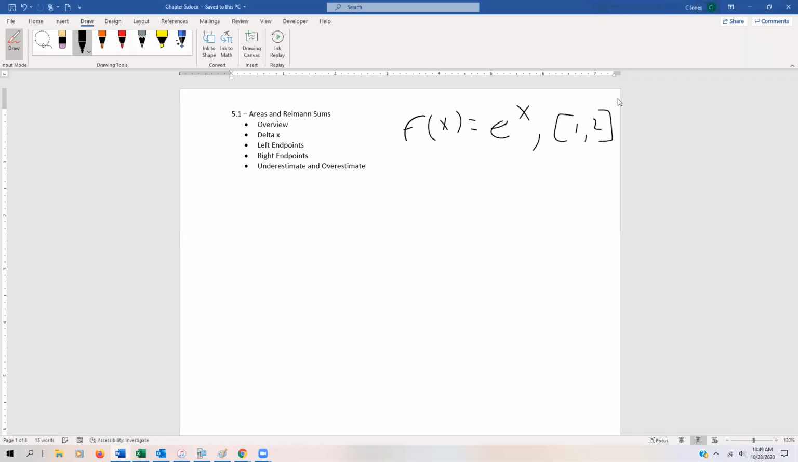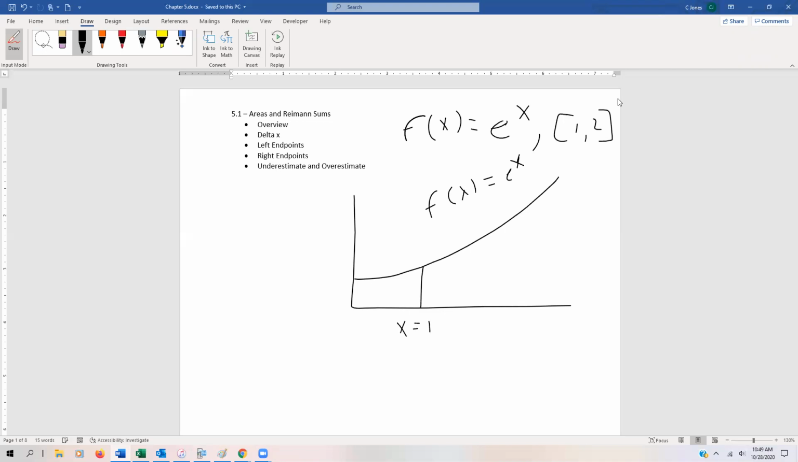x and the x-axis. So for instance, if I was to graph this, this is what our function f of x equals e to the x would look like, approximately. And here's where x is equal to 1, and here's where x is equal to 2. What we would be interested in calculus is the area underneath the curve, but bound by the x-axis. Okay? And one of the questions is, well, how can we figure that area out?